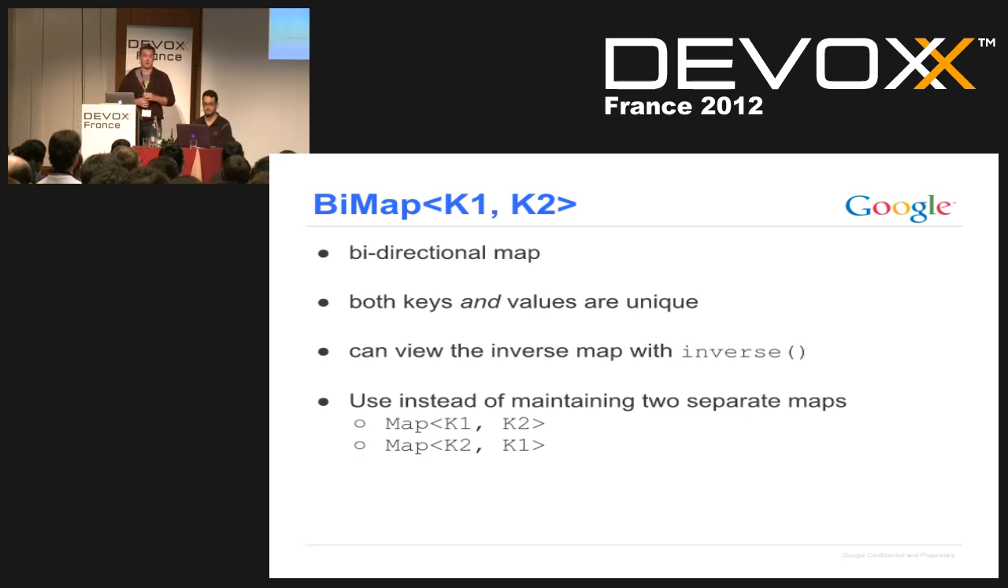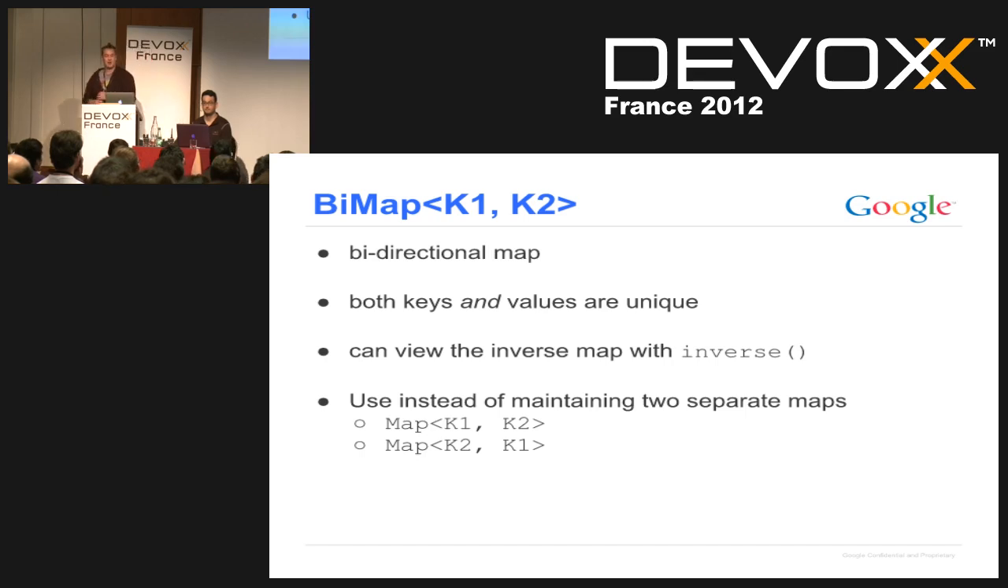Bimap, this is basically a bidirectional map. This makes sure that both your keys and your values are unique. So it's an invertible map as well. If you'd like to invert the map, there's the inverse method that will give you just the inverse of the map that you have. You can mimic this by having two separate maps, but maintaining those is a pain. So if your values are also unique, then you can use a bimap, which maps unique keys to unique values.